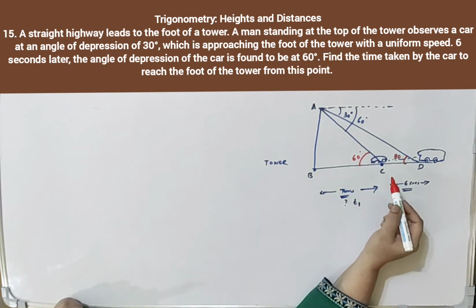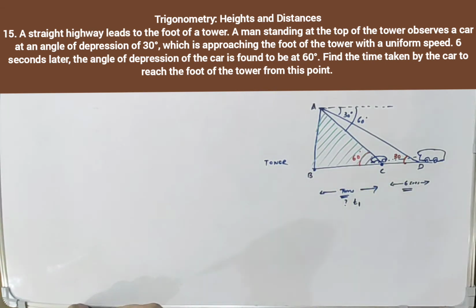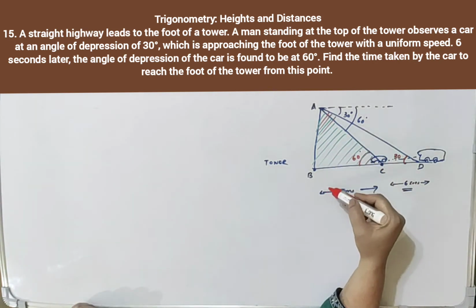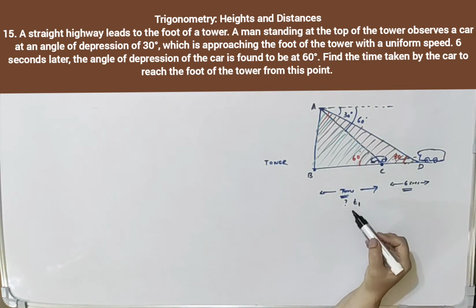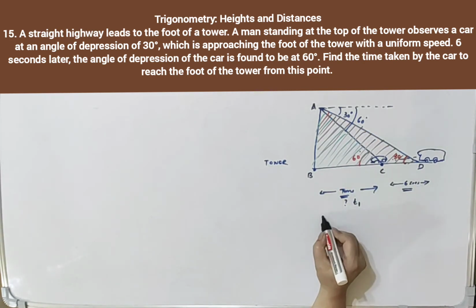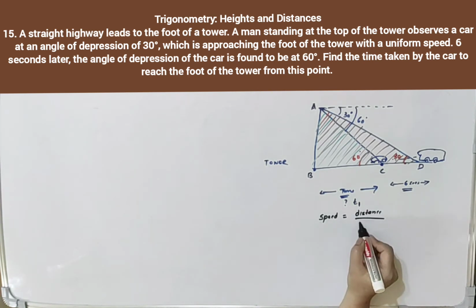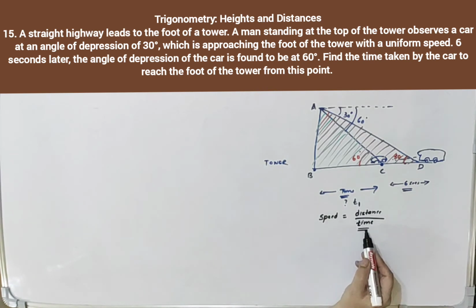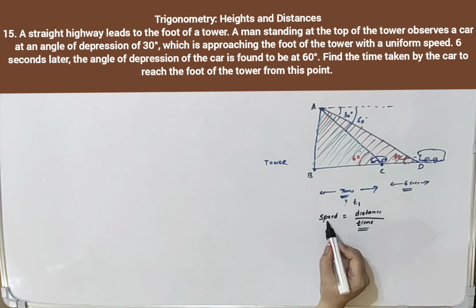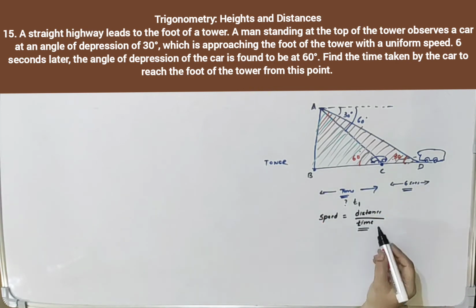So we have two triangles here. This is one triangle, triangle ABC. There is another triangle, triangle ABD, the bigger one. If we have to find time, we need to know the speed formula. What is the speed formula? Speed is equal to distance by time. So we have to find time taken. If we have to find time taken, then we need to know the distance. Speed we don't have to know because speed is going to be constant. So it's going to be the same whether it travels from D to C or C to B. So we have to find the distance.